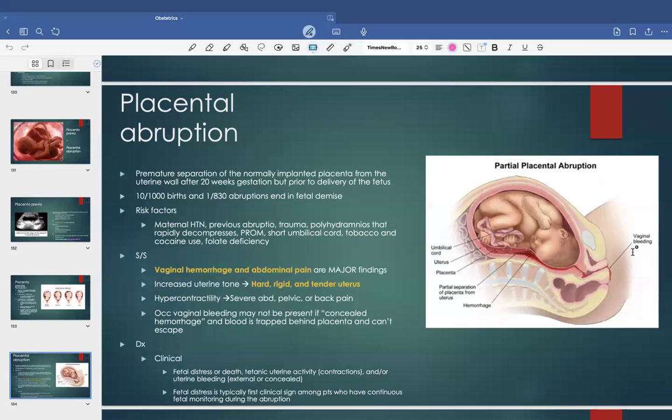When I think of abruption, I think of abrupt, something quick. Think of something like that hurt. Abruption, pain. Previa, painless. Abruption, abruptly hurts me. It's painful. Abrupt, abdominal pain, whatever you need to memorize it. Increased uterine tone can result in a hard, rigid, and tender uterus. Hypercontractility. These patients may have severe abdominal, pelvic, or back pain, and occasionally vaginal bleeding that may not be present if it's concealed, where the blood is trapped behind the placenta and cannot escape.